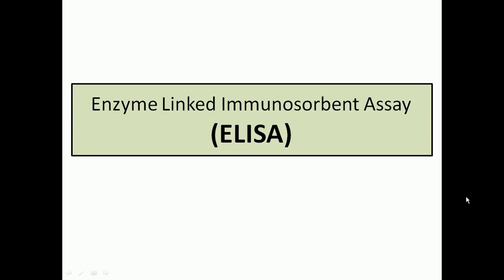This technique is kind of similar to that of RIA, or radioimmunoassay. In radioimmunoassay, we use radioisotopes to see the presence of antigen or antibody in the sample. But in the case of ELISA, we use an enzyme substrate reaction, and the coloration due to the enzyme substrate reaction, as a process for identifying the presence of antigen or antibody.